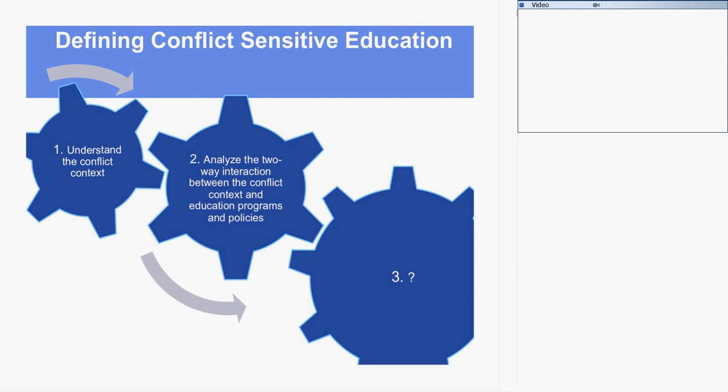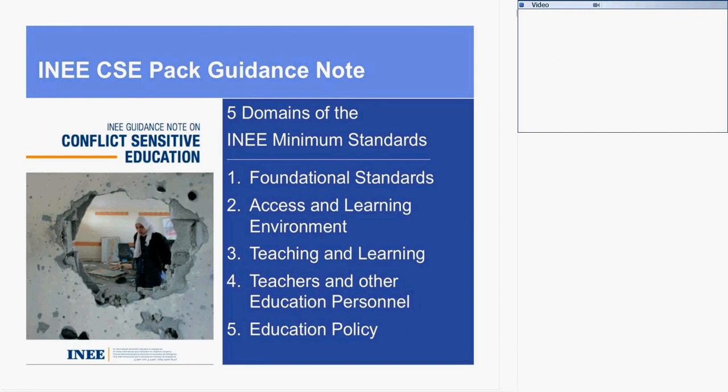Okay, so we talked about step one, understanding the conflict context through doing a conflict analysis. Next up, step two, how to analyze the two-way interaction between conflict context and education programs and policies. We reviewed one of the INEE Conflict Sensitive Education Pack tools that can help us with step two, and that's the reflection tool. Now on to step three, how to select education strategies that do not contribute to conflict. The guidance note on conflict-sensitive education.